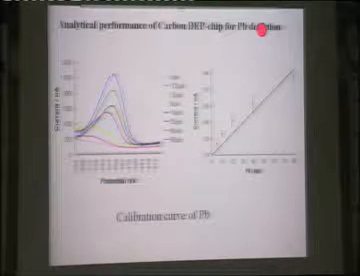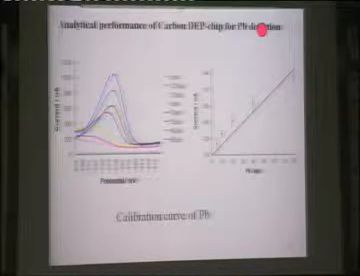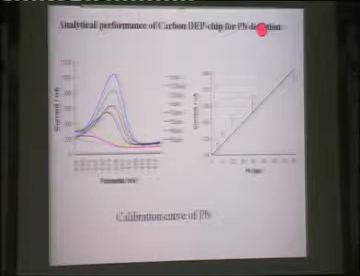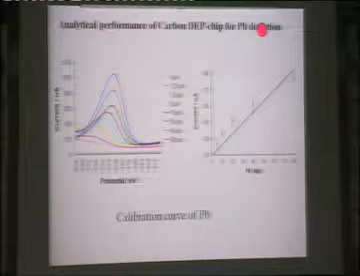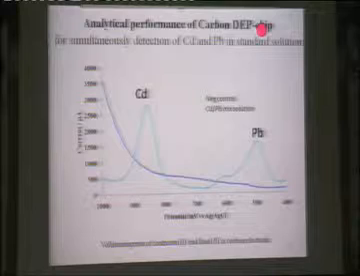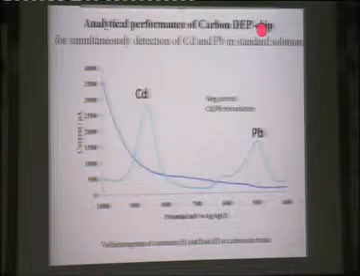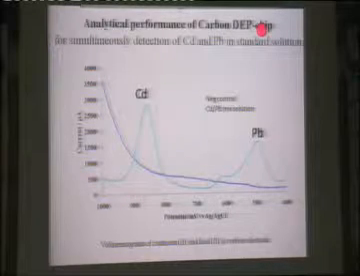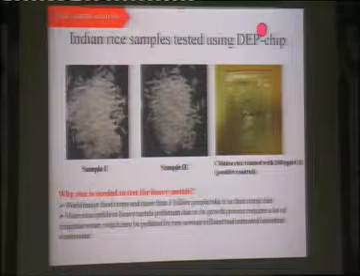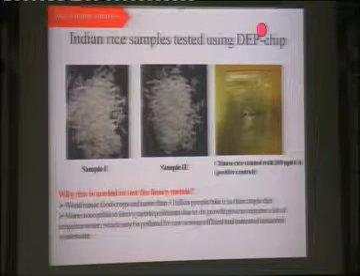We also investigated the analytical performance of the carbon DAP chip for the detection of lead. Here we also tested different concentrations of lead and got the DPV responses, and we also got a favorable wide linear calibration curve for the concentration of lead and the current we obtained. And the lower limit of lead detection we found is less than 1 ppb.